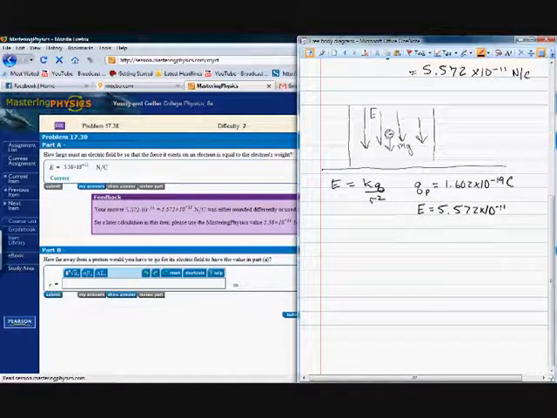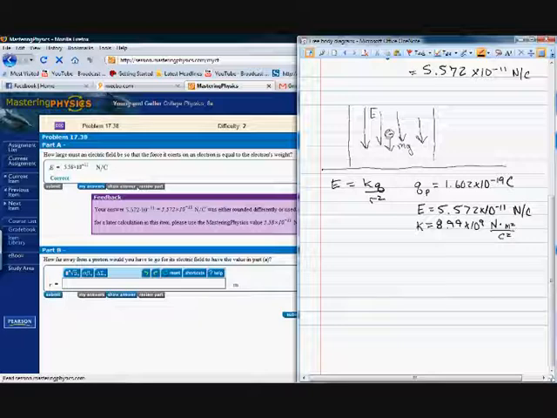Whenever I do my calculations, I don't really put in the negative signs for any of my Q's. I go in afterwards and use the physical understanding that I have to then determine which way the force will be acting. So the electric field that we have is 5.572 times 10 to the negative 11th. k is 8.99 times 10 to the 9th newton meter squared per coulomb squared. And we know that the formula for the electric field is kQ over r squared.